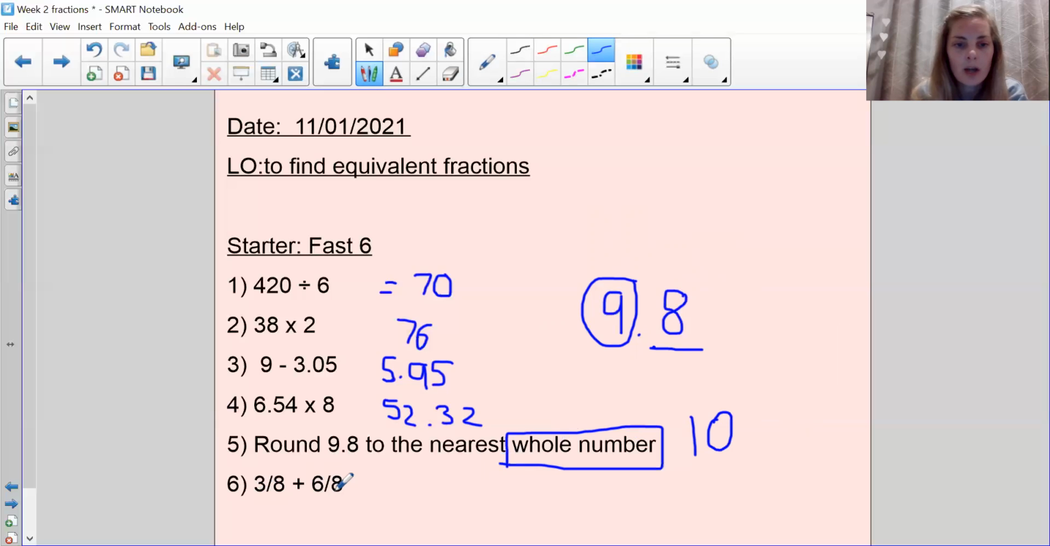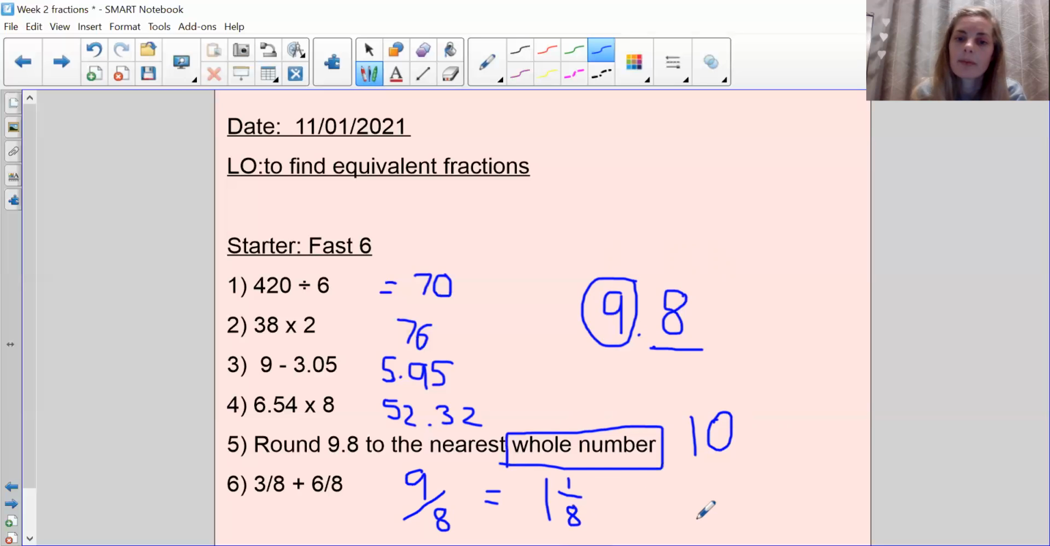And the last one, common denominators. So I'm going to say 3 plus 6 is 9 over 8, 9 eighths. Okay, and I leave it like that. Some of you might have changed it into a mixed number. So 8 would go into 9 once, and I'm left with 1/8.